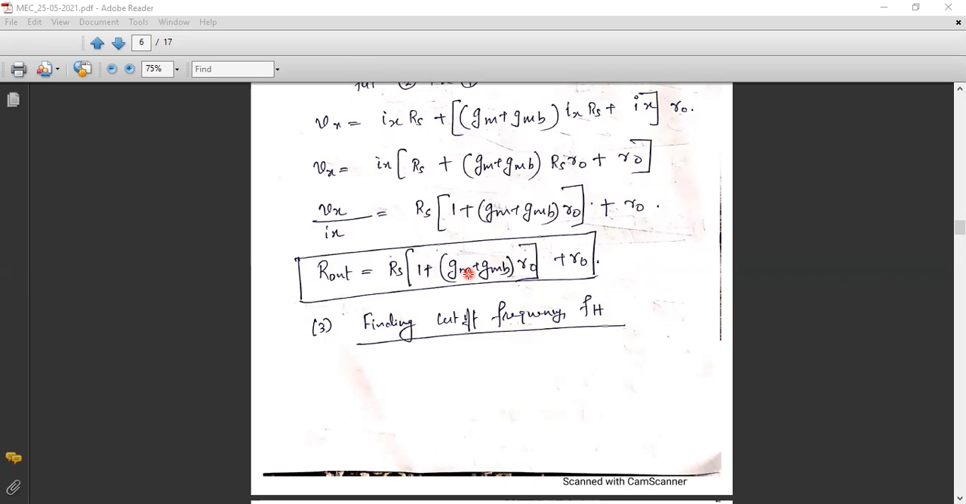So what happens if we give the signal beyond FH? It will result in attenuation. So the amplification will not take place effectively. The output will be very less or very feeble. So that should not happen.